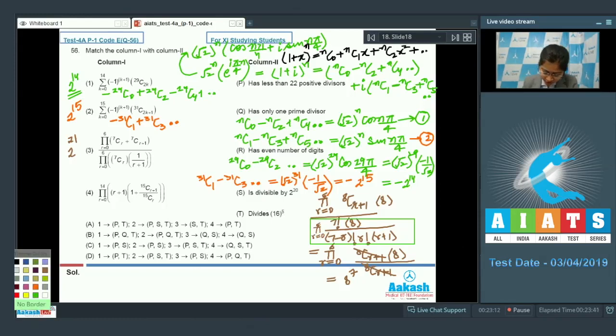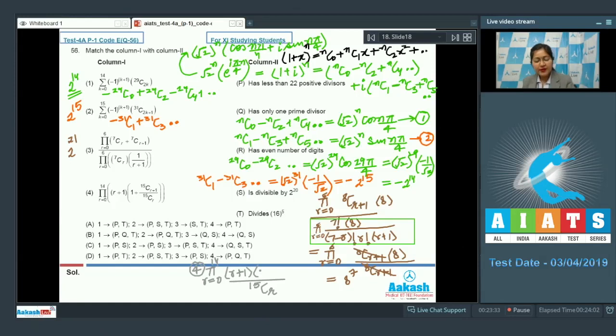Similarly, let's solve the fourth part, which says the multiplication from R equal to 0 to 14 of R plus 1 into... taking 15CR common in the denominator, in the numerator we will have 15CR plus 15CR plus 1. That can again be written as 16CR plus 1. Again multiplying by 16 in the numerator and denominator, we will write it equal to the multiplication from R equal to 0 to 14, right? The denominator will become 16CR plus 1. So this whole will get cancelled with this term.